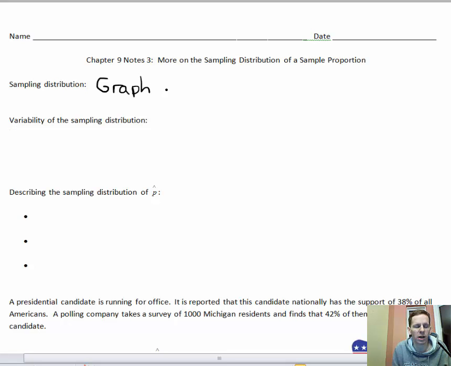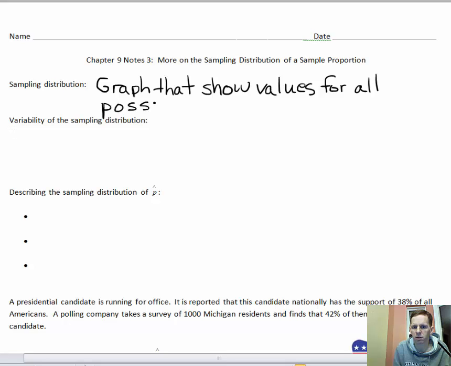And specifically, it's graphs like the yellow graphs on the side of the room that show values for all possible samples of the same size, specifically from a population.